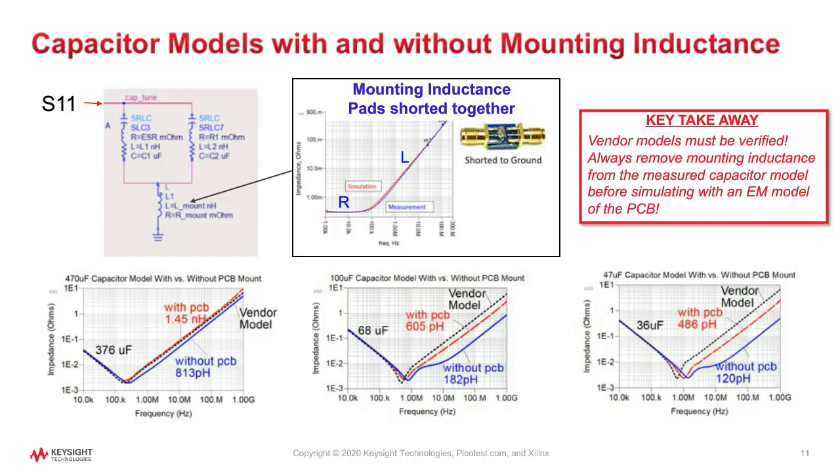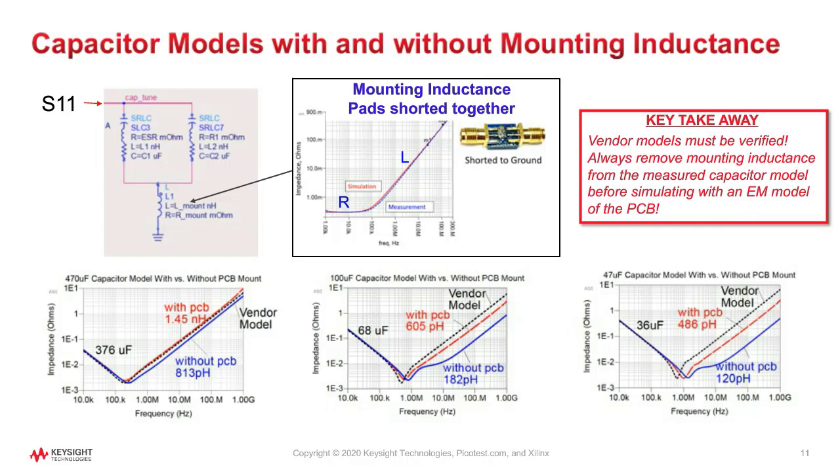Measurement of the mounting inductance is shown in the top plot. This mounting impedance versus frequency behavior can be modeled as a simple resistor and inductor in series connecting to ground and can easily be added or removed from the capacitor lumped measured model. Including the mounting inductance matches with measurement of the mounted capacitor. Removing the mounting inductance leaves only the remaining capacitor characteristics and is the correct model for connecting to the EM model of the PCB.